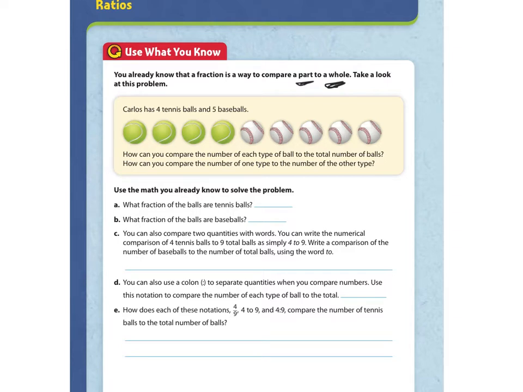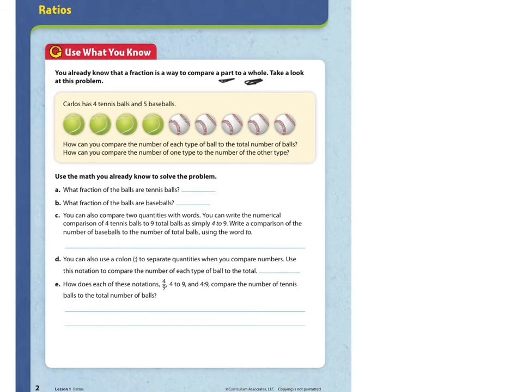So we're given two different situations here that we're going to work through. We're going to be looking at tennis balls and baseballs. Okay, so two different types here. Carlos has 4 tennis balls and 5 baseballs. So you can see there are 9 total here. So before we even get to the problem, we can talk about this just as a real life situation. So if we have 4 tennis balls and 5 baseballs, we can actually talk about the ratios here.